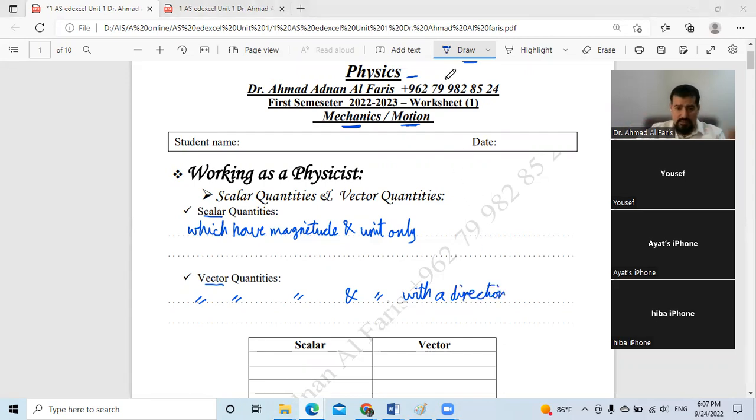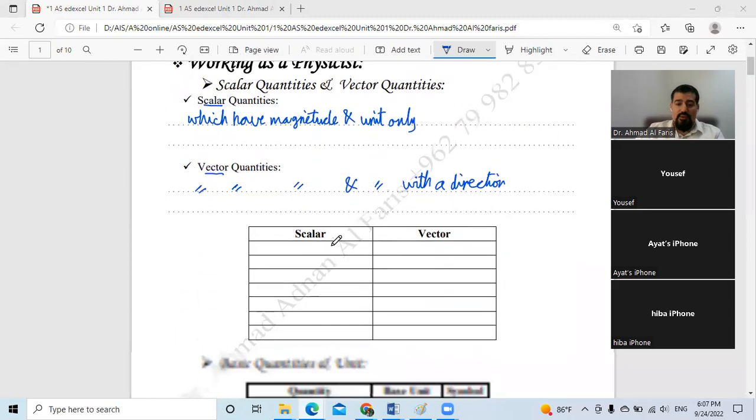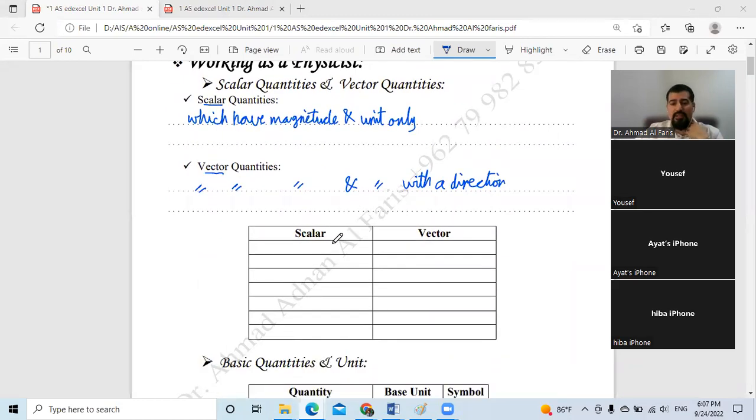But actually, the direction will not be the same as we studied in the IGCSE. It will not be simple. You are going to see that during this class and the next class, inshallah. For example, I need to give you several examples of things that are scalar and how they can be vector if they have direction. If they don't have direction, they can be scalar, and things that always have direction are vector.